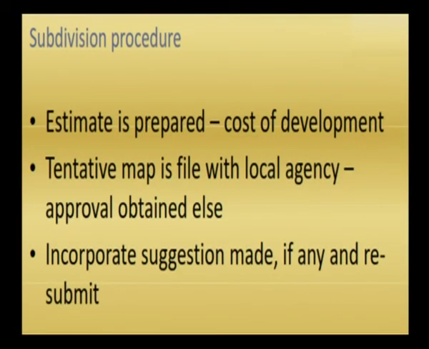Next, an estimate is prepared. What is going to be the relative cost of development? Tentative map is filed with a local planning agency, so approval can be obtained, such that suggestions are incorporated, if any, and then resubmitted. So, if the approval is not going to happen in the first phase, tentative suggestions are made and these changes have to be incorporated and resubmitted, and the procedure starts again from the first step. Now, if you go about looking at the procedure of zoning, what exactly does zoning do?